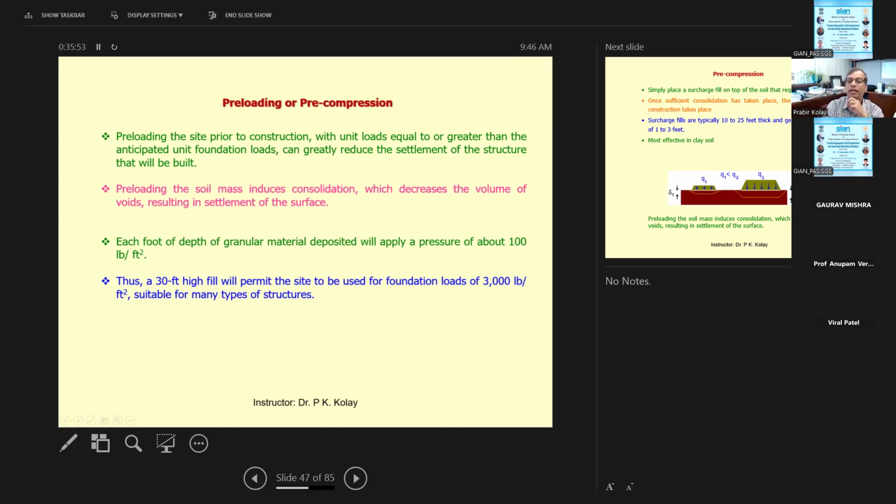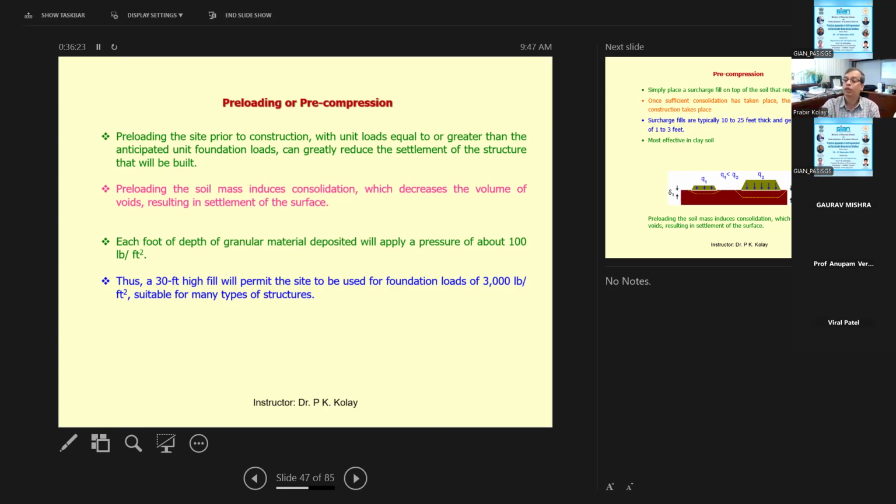Okay. So preloading of the soil must include consolidation, which decreases the volume of the voids, resulting in the settlement of the soil surface. And each foot of granular clay deposit, sometimes the load coming on the soil is basically 100 pounds per foot square. And sometimes if you put 30 feet of height of this preload, the foundation load is sometimes 3,000 pounds per foot square. Okay? So it is quite a heavy load, and that is suitable for many structures. So that's why people use like 30 feet and then leave it.